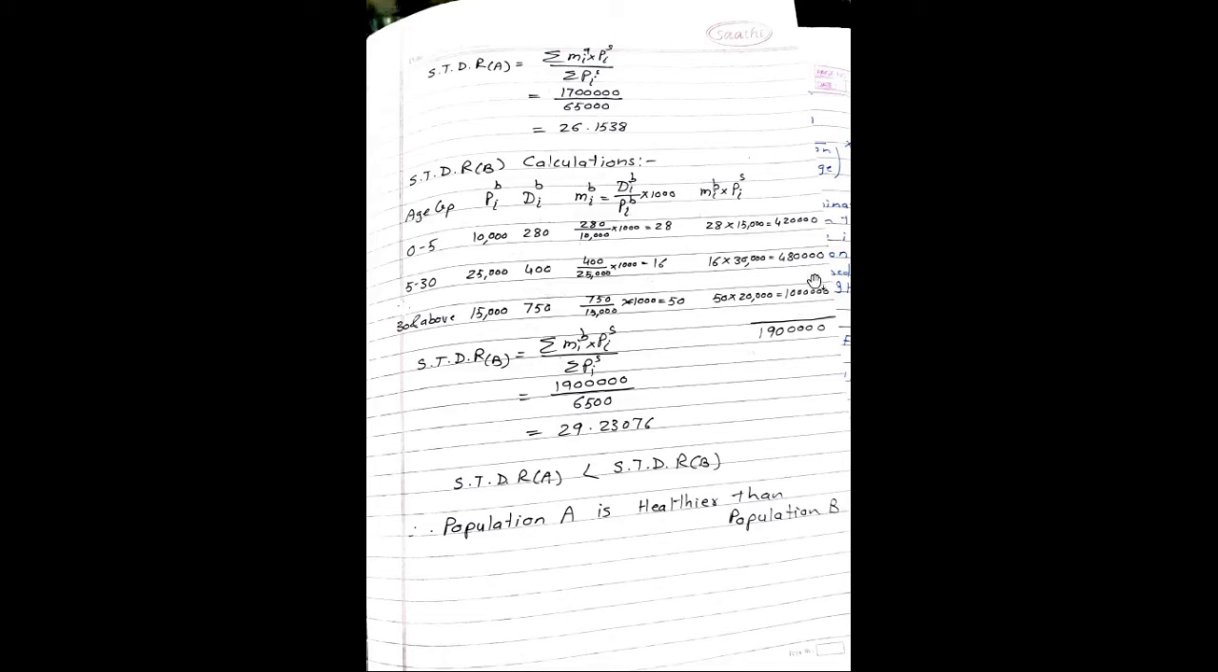Then we have to take the total of the last column. So STDR for population B is equal to summation MIB into PIS upon summation PIS, which is equal to 19 lakhs divided by 65,000. So the value is 29.23076. And for area A, the STDR value was 26.1538. So we can say that STDR for A is less than STDR for B. Therefore, population A is healthier than population B.